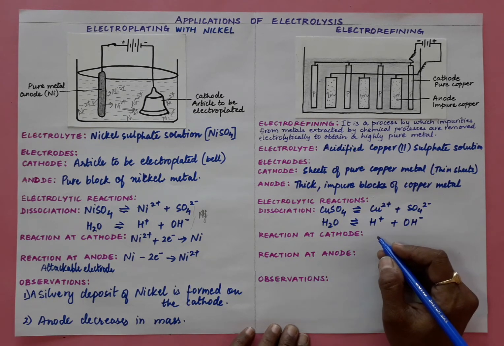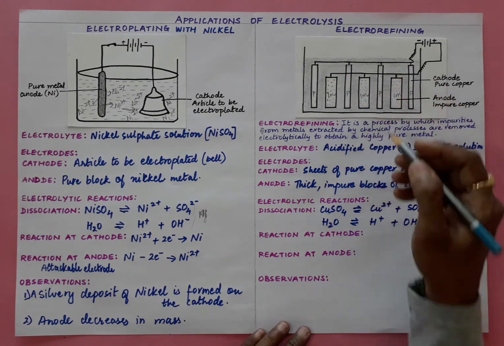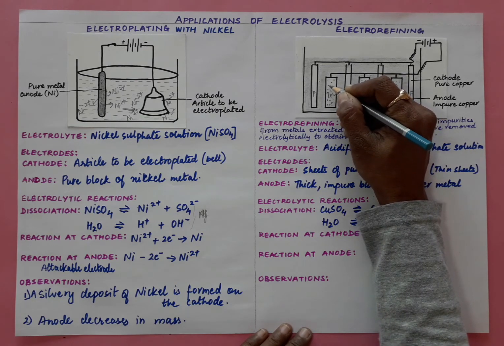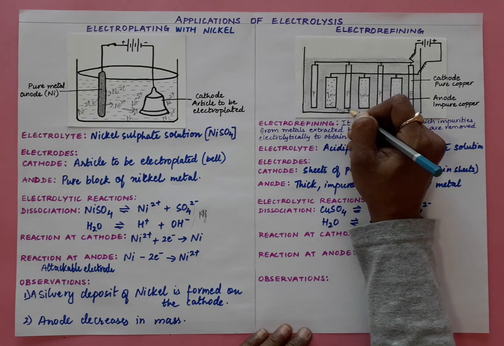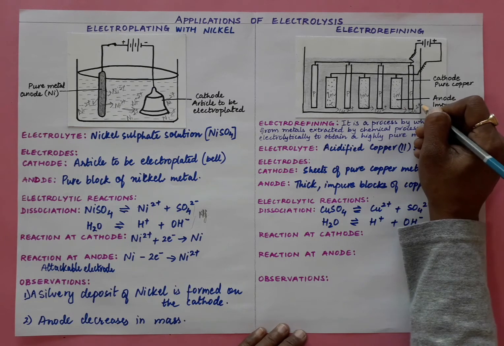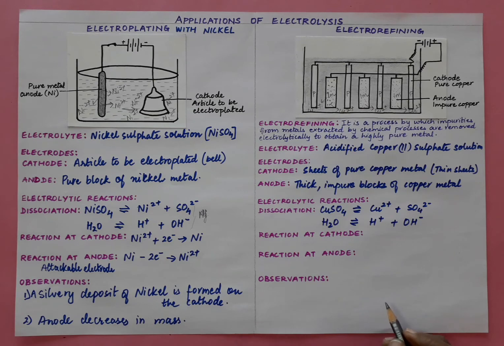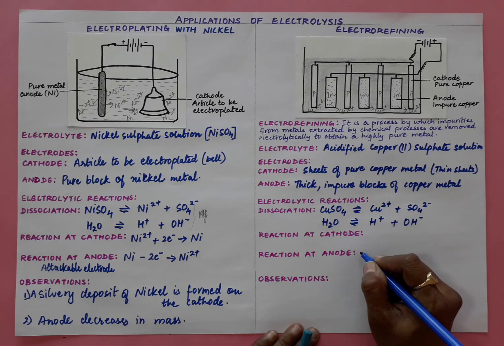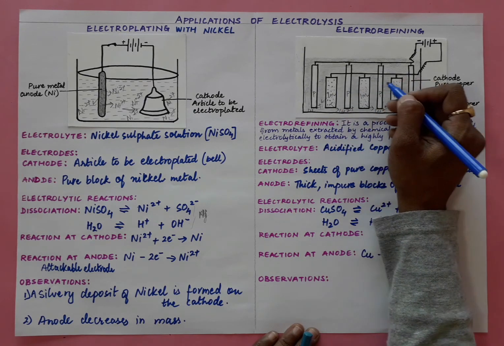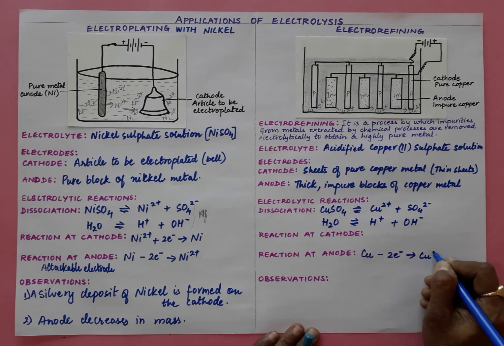Now what happens at the cathode? Here this is the whole electrolytic solution. As soon as we connect the battery, all the copper atoms present in this impure block will turn into copper ions and get attracted towards the cathode. The anode is made up of copper. These are the copper atoms present in this impure block. Each copper atom loses 2 electrons and turns into cupric ions.